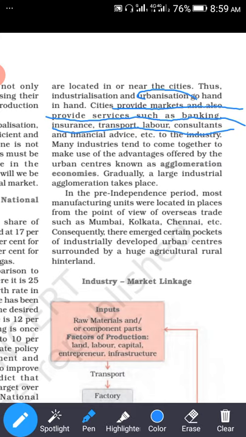Two very famous examples: Delhi, an urban center where these facilities are already available, so a lot of industries are set up in Delhi. And in Jamshedpur, due to the industry, the place developed as an urban center. And another thing happened: due to these industries, many other industries also get ready to fulfill their material needs.